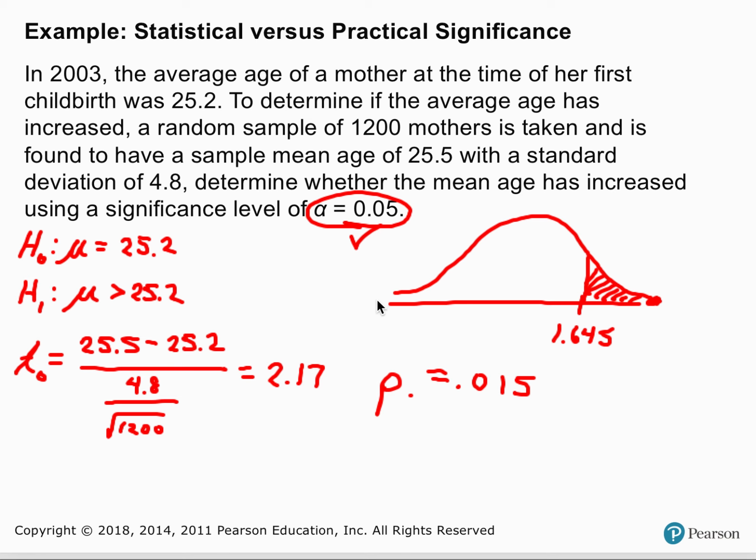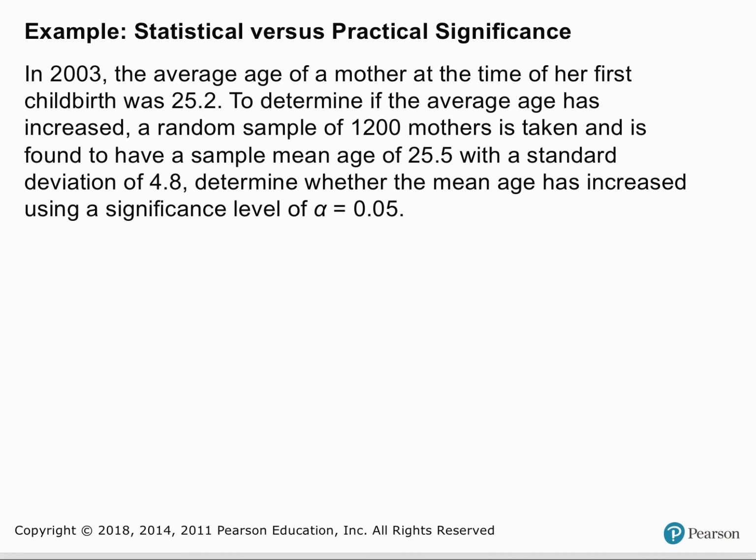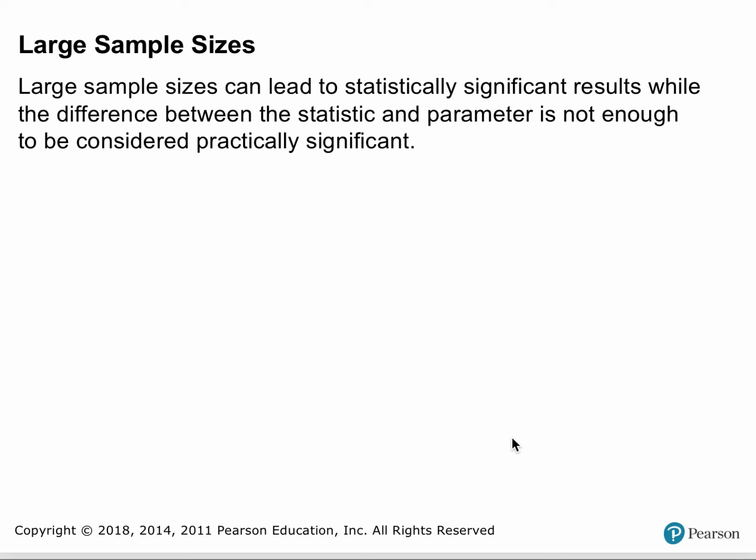So you could also do that on the calculator for the p-value method. The reason that the results from that example were statistically significant had to do with the large sample size. Notice we had 1,200 for our sample size. So the moral of that is large sample sizes can lead to statistically significant results, while the difference between the statistic and parameter is not really enough to be considered practically significant.